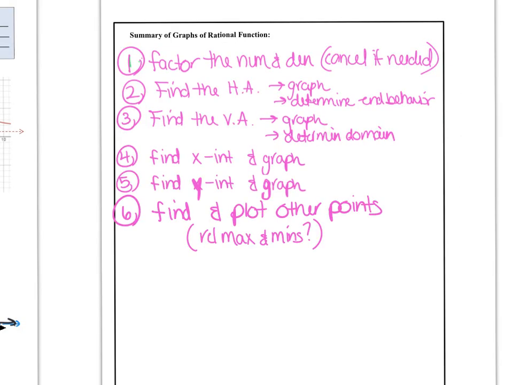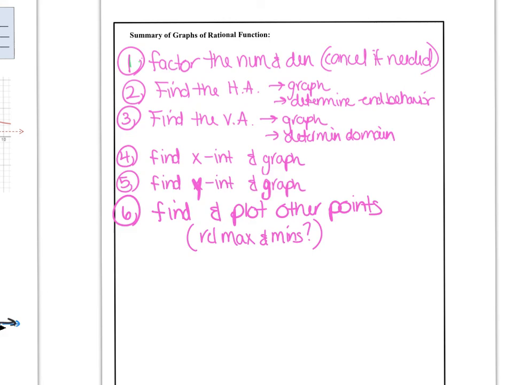Okay, so here are our steps. First one, factor it. Factor the numerator and denominator, cancel if needed. Again, that'll be a topic in pre-calculus next year where you'll have that happen. 2, find the horizontal asymptote. So remember how we do that? You're going back to the pre-factored function first to see that. Graph and determine your end behavior. Find the vertical asymptote. Graph and determine domain.